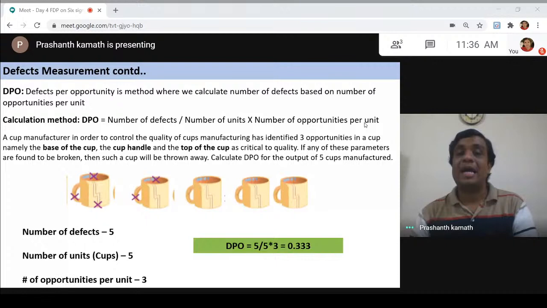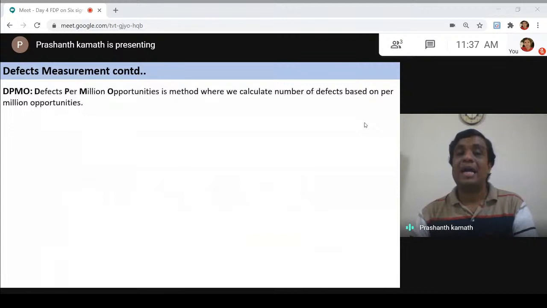Okay. Now the next concept is an extension of this, which is DPMO, defects per million opportunities, where Six Sigma is all about 6 standard deviations, right? Or what happens when we manufacture million products. Million is nothing but 10 lakhs, right? Because manufacturing or service providing is a continuous process. Units keep on getting manufactured.